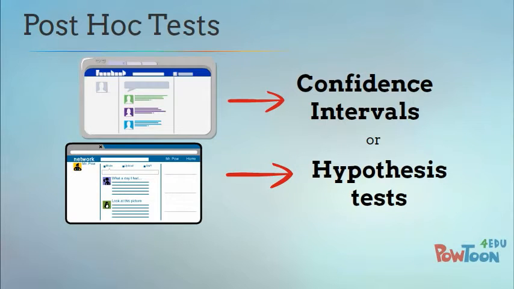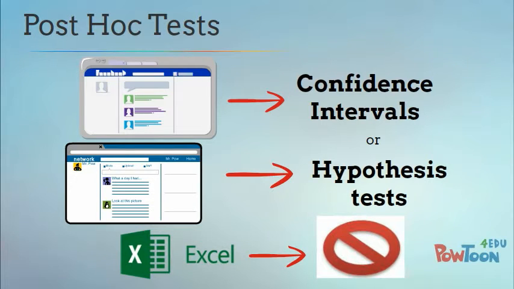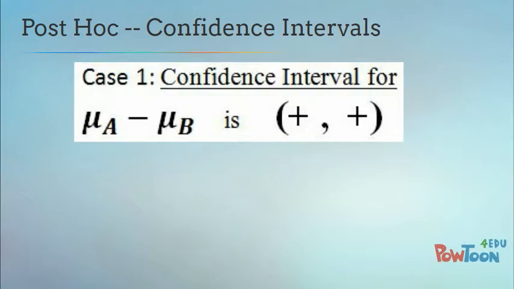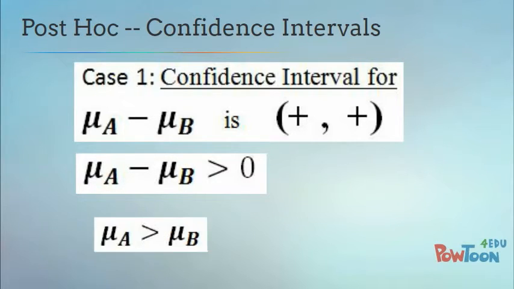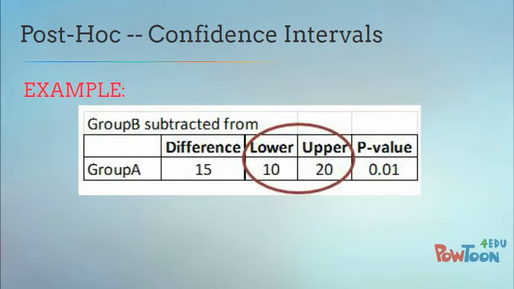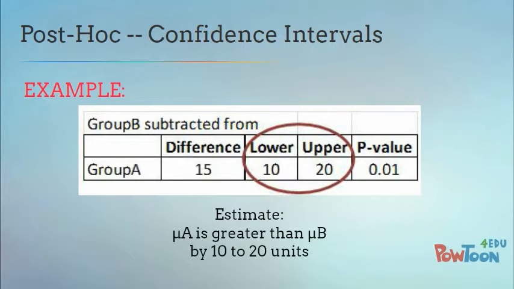Please note, while Excel will provide an ANOVA table with an F statistic and p-value, it will not provide any post hoc tests. If the software outputs confidence intervals for differences in each pair of means, then each confidence interval can be interpreted as follows. If the confidence interval for mu A minus mu B consists of all positive values, it means we are confident that mu A minus mu B is positive, which means mu A is probably greater than mu B. The values of the confidence interval estimate how large the difference is. For example, if the confidence interval for mu A minus mu B goes from 10 to 20, then we estimate that mu A is greater than mu B by about 10 to 20 units.